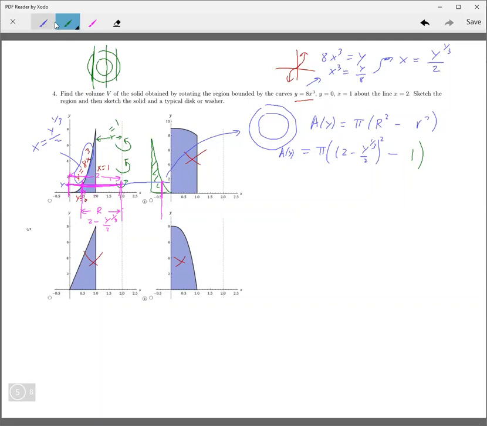Great. So now let's go ahead and calculate the volume. You're integrating from 0 to 8, because that's where all the cross sections are. Anything else doesn't mean anything. When you're taking pi times the inner radius squared, this one right here, we can go ahead and expand that out.